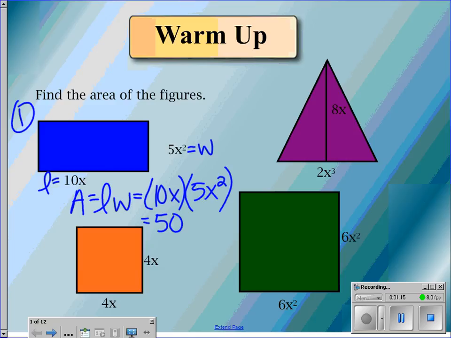Anytime we have x, it's x to the first power and x squared. When we multiply like bases, what do we do to their exponents? Autumn. You add the exponents. So 1 plus 2 is 3. The answer for the area of this figure is 50x cubed.